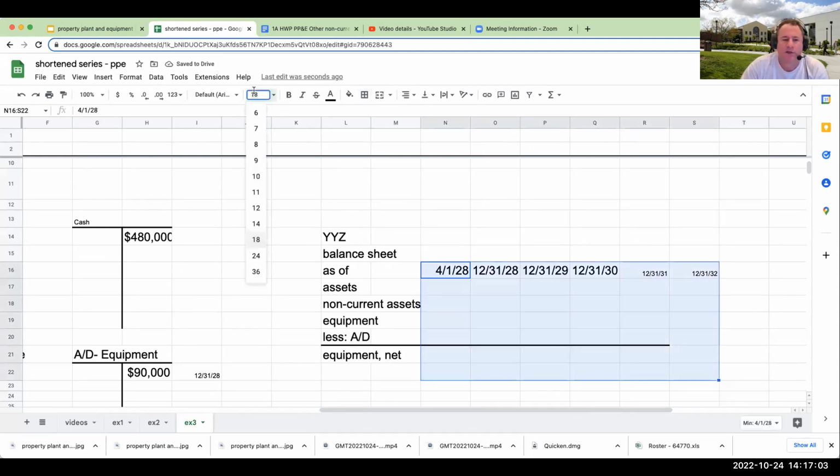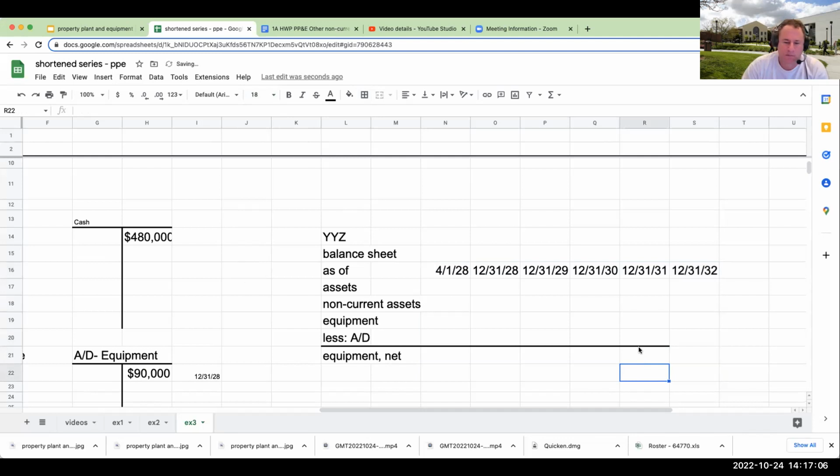So we've got this over here. Okay. Now, when we first bought the equipment, I paid $480,000 for it. Was there any accumulated depreciation at that point? And the answer is going to be no, because we haven't started using the asset yet. We've got to use that asset first. So my equipment net value is going to be $480,000.